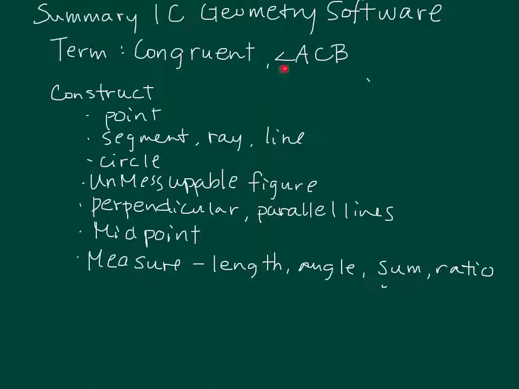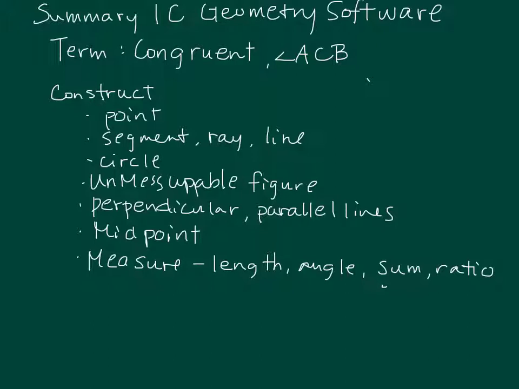Angle ABC, these are the notation. Instead of spelling out angle ACB, we can simply use this notation saying that that's the angle. So we constructed points and constructed segments, rays, and lines. A segment has two endpoints. A ray only has one endpoint. A line has no endpoints at all, so you just keep going on and on.